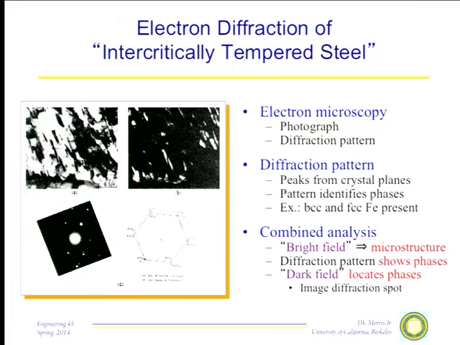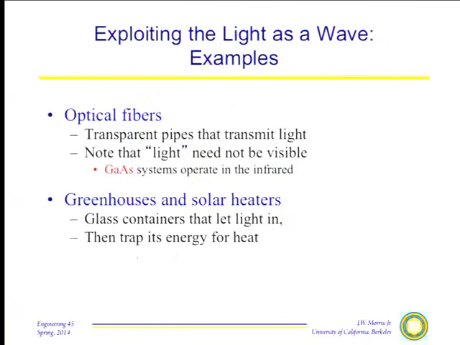Here we've used a face-centered cubic spot to light up the FCC material, and all the stuff that lights up white is face-centered cubic material in the BCC matrix. So you can do an awful lot in real time with diffraction information, and that's a core of materials characterization. Exploding light as a wave, optical fibers, greenhouses, and solar heaters are the things I'll talk about.